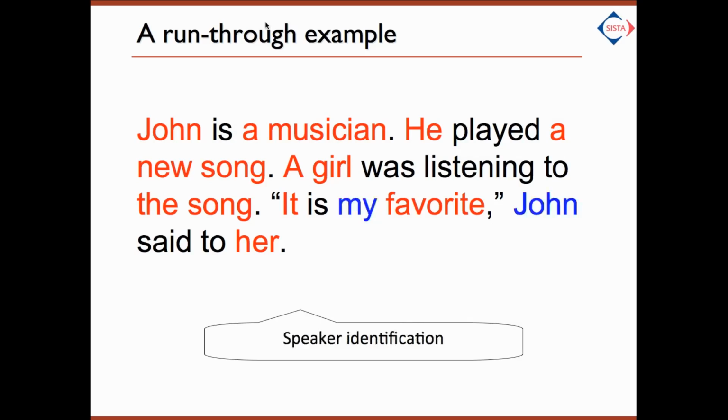Right. In the next step, we do speaker identification. So now we know that this is the speaker. And we look for first-person pronouns in the quotation. So we have a link, John with my. Then we do string match. So now we have John with John. They're identical. Then we have precise constructs, and we have two copulative constructions here, right? John is a musician, and it is my favorite, right? So it and my favorite will be linked as well.